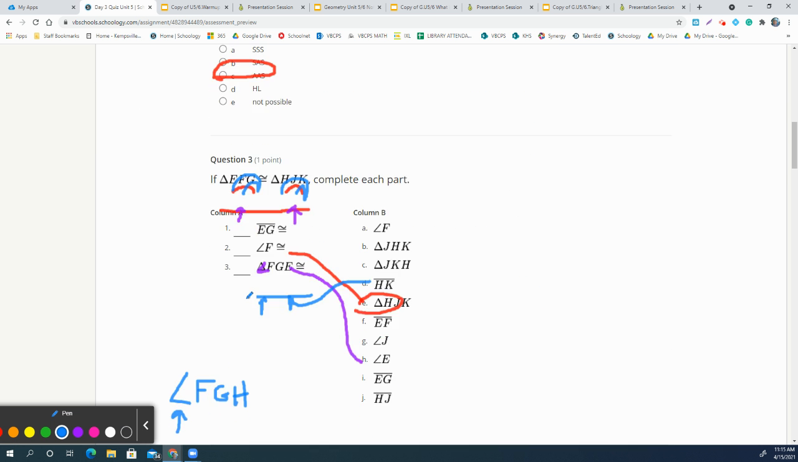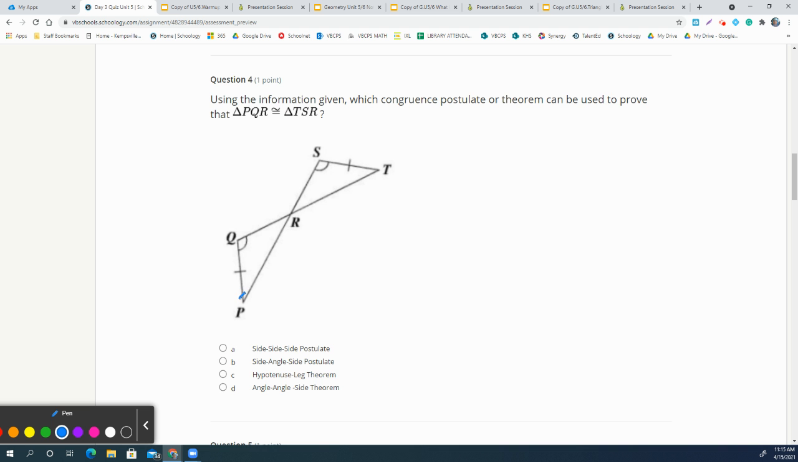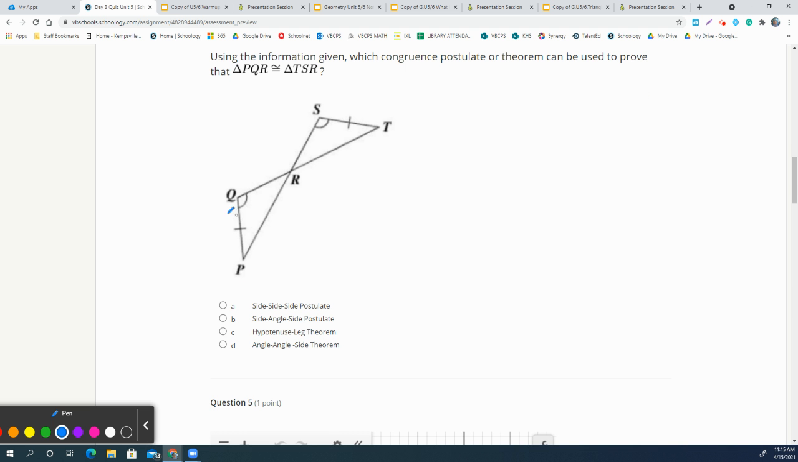Okay, so we did question 2, we talked about question 3. Question 4, similarly, we've got a pair of sides. So these 2 tick marks give us a side, QP and ST. And then we've got an angle, angle Q and angle S. And then we've got these vertical angles. So you can always mark vertical angles. Angle R in the P triangle and angle R in the T triangle are congruent. Those are vertical.